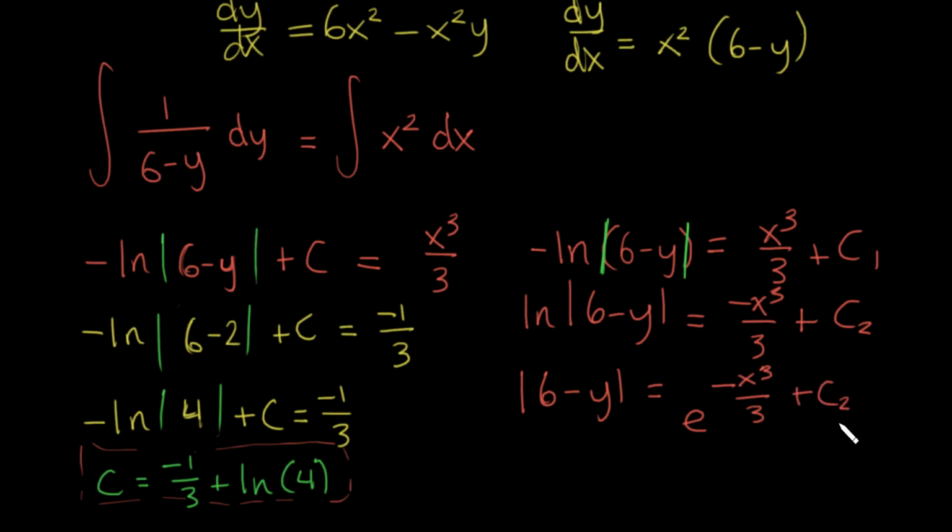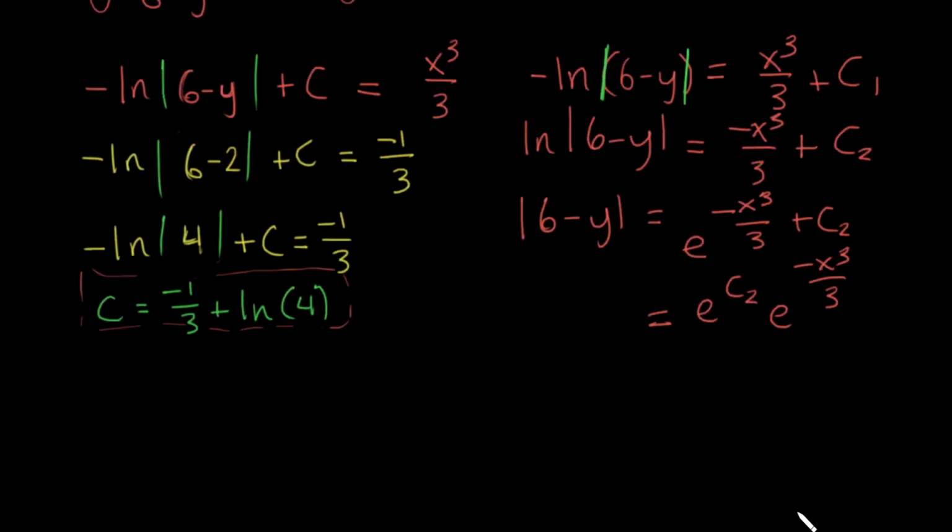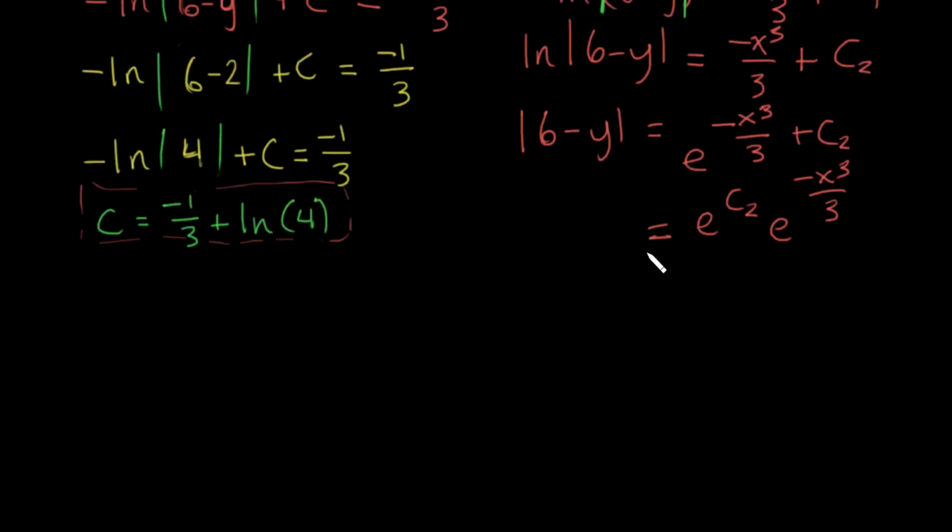But it's important to remember that when you have e to something plus another something, that is the same thing as e to the power of the first something, so e to the c2, times e to the power of the second thing, e to the negative x cubed divided by 3. Scroll down here for some space, and e to the power of a constant is another constant. So we can rewrite this one more time as the absolute value of 6 minus y equals yet another constant times e to the negative x cubed divided by 3.